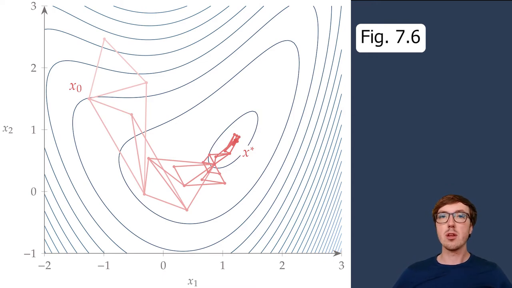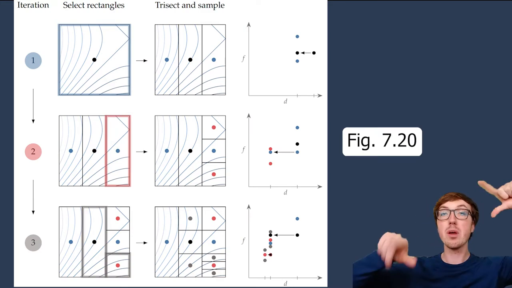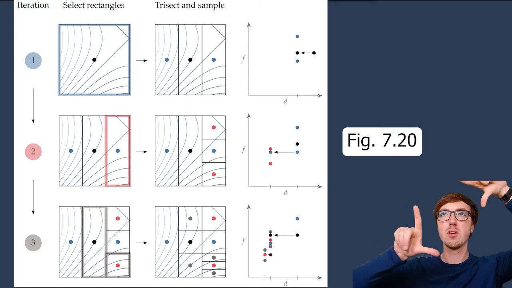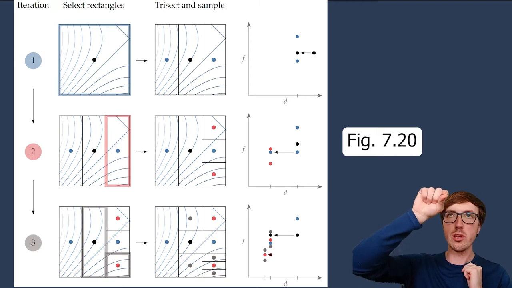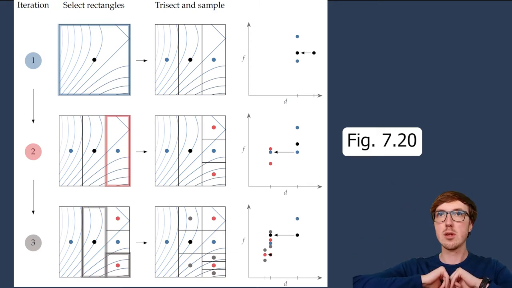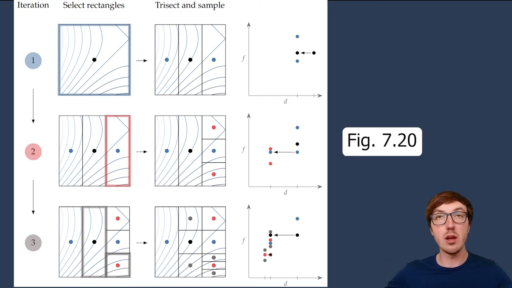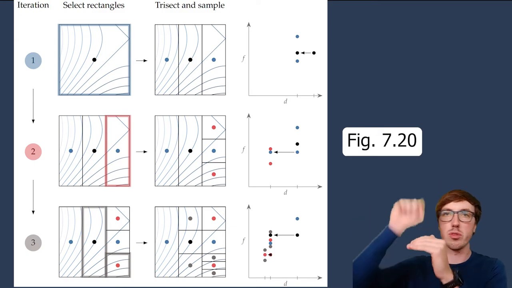Another method in this other category is the DIRECT method. DIRECT is an acronym for dividing rectangles, something. I don't know, but check it out in the book. But the whole idea here is that you have a design space. You draw a box here, a rectangle, and you query the function here. Then you divide this into different rectangles and you query the functions here. Then based on which one is the lowest value, the best value for your design, you then break up that rectangle and search within there.